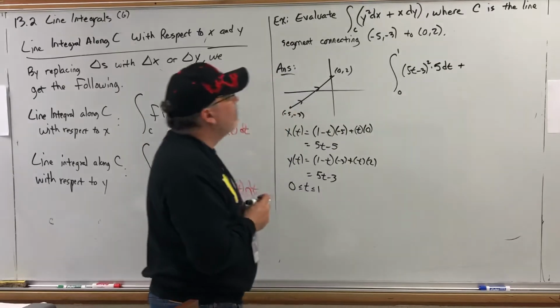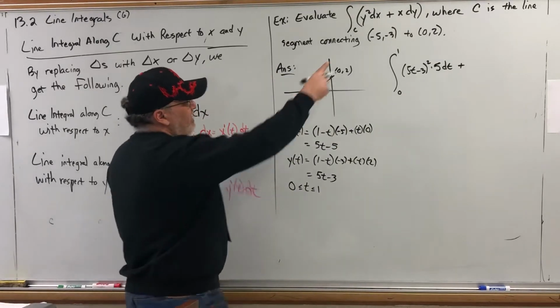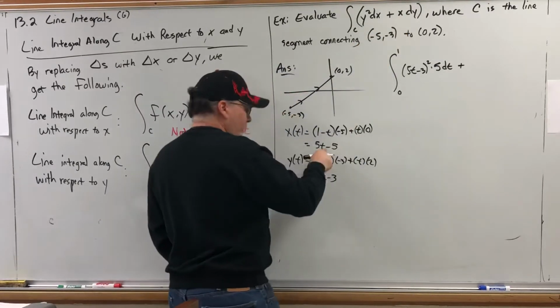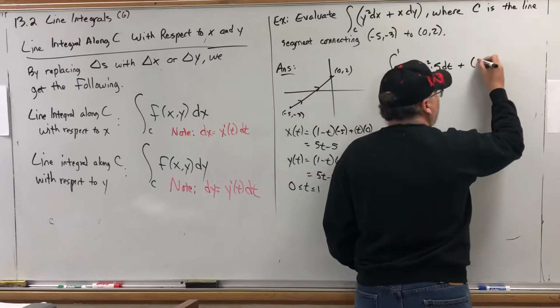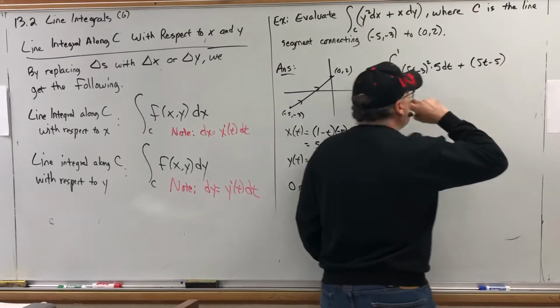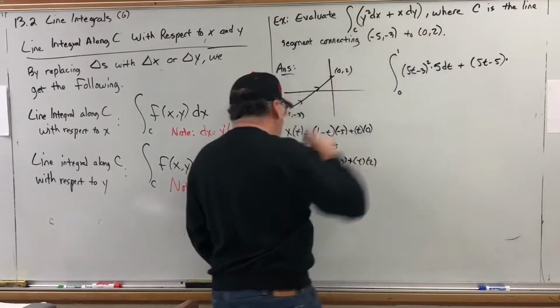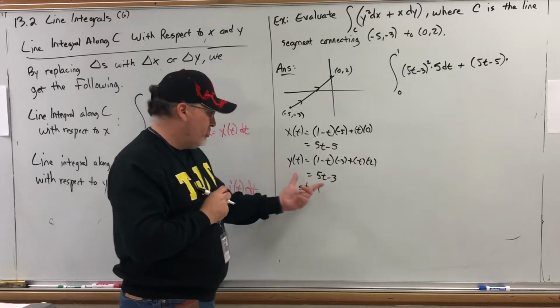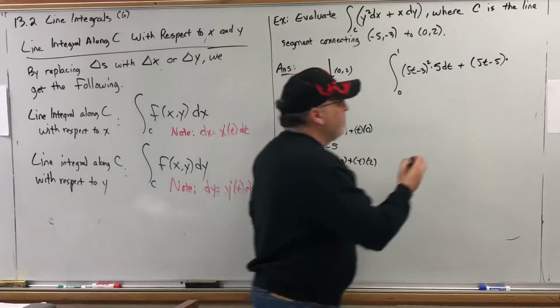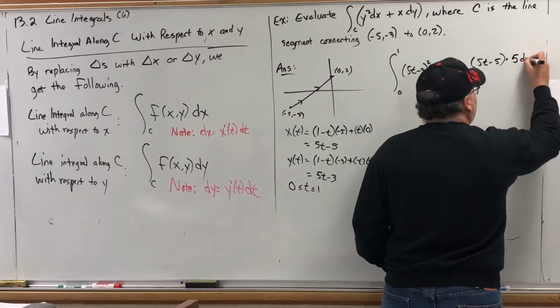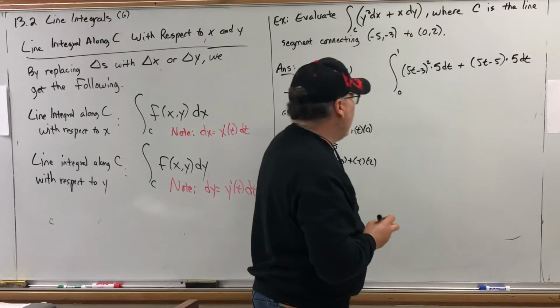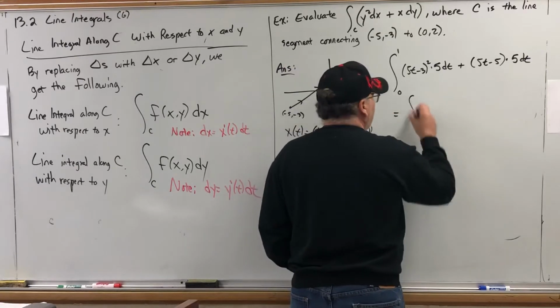Plus, replace this x with its function, so replace it with 5t minus 5, times dy. The derivative of the y function with respect to t is 5, so the dy will become 5 dt. And now we're back to a Calculus 1 problem.